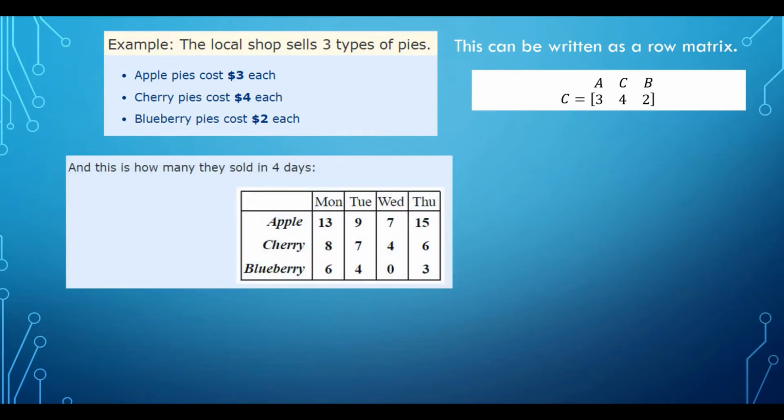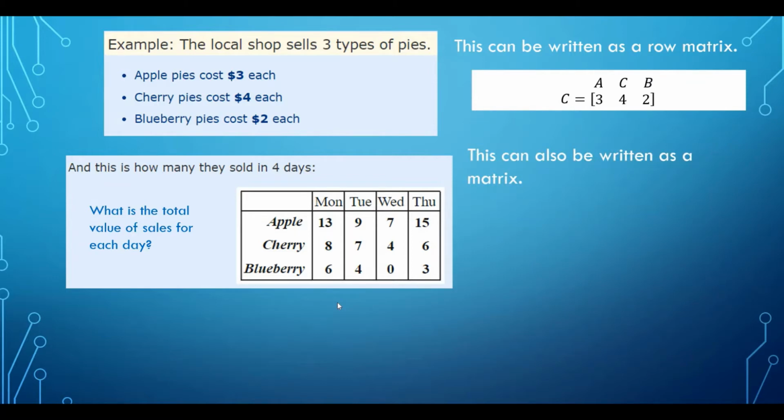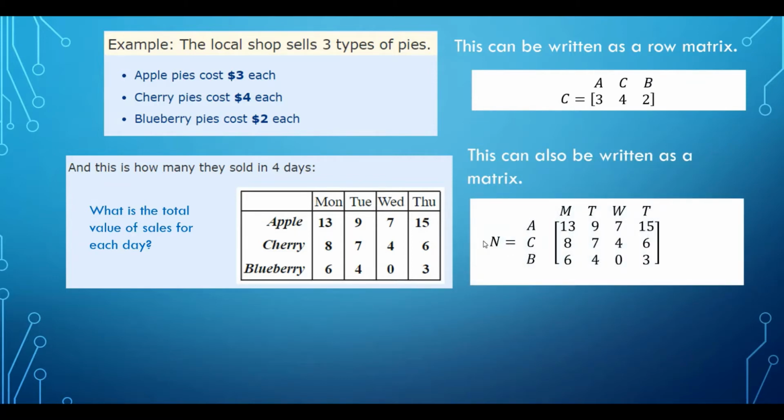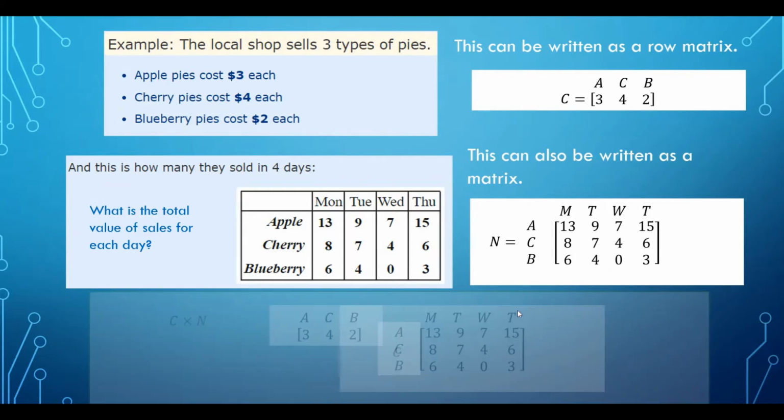The other information I've been given is the number of pies sold over a period of 4 days. So my rows are the types of pies and my columns are the days. The question that has been asked is, what is the total value of sales for each day? So I need not the total number of pies sold, but the value of the pies sold. I'm going to write this second part of information as a matrix. This is going to be called matrix N for the number. And you can see each of my rows tells me the type of pies and each of my columns tells me the days they were sold on.